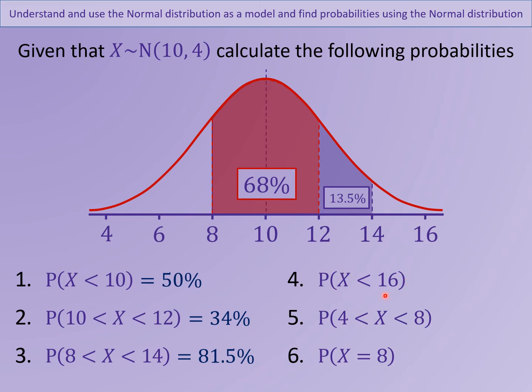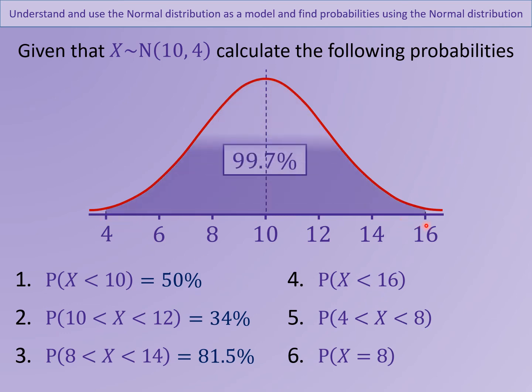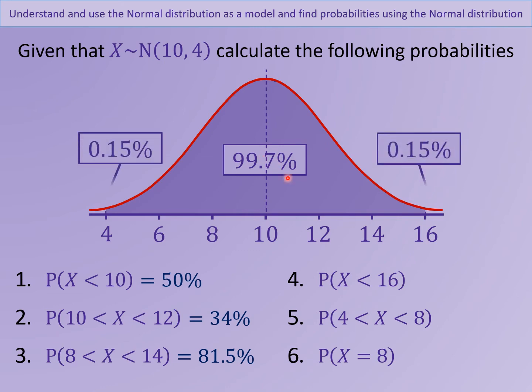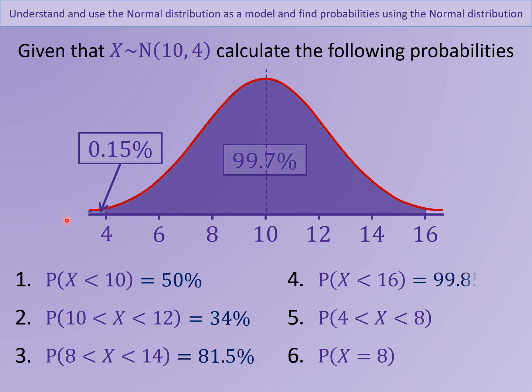Okay, what about the probability of less than 16? Well, I know between 4 and 16 is 99.7. That means that these two sections at the end, anything below 4, anything above 16, should be that 0.3%. So each of those is going to be worth 0.15. So what's the probability of less than 16? Well, it's all of the 99.7 plus this extra 0.15. So that's going to be 99.85.